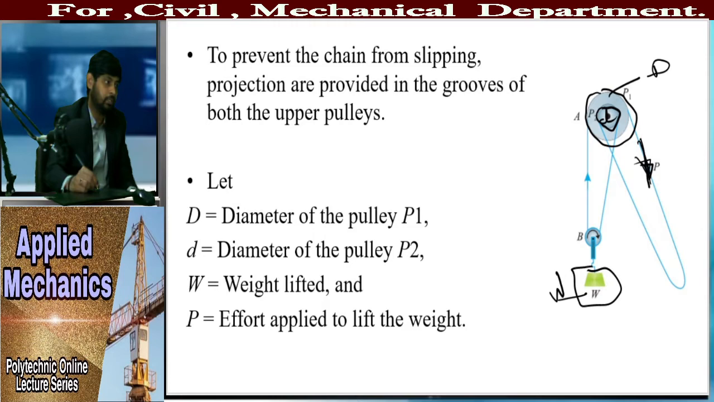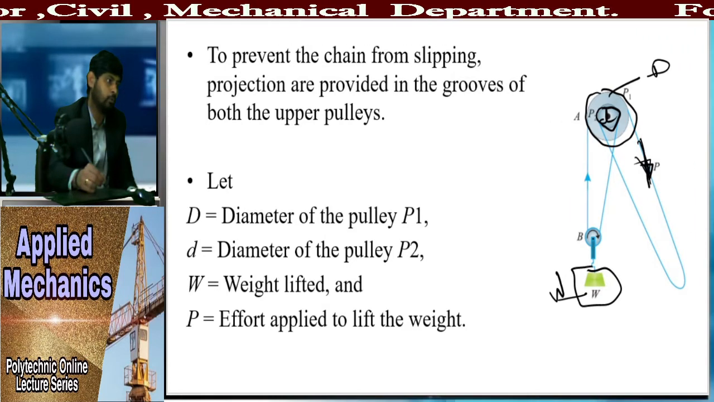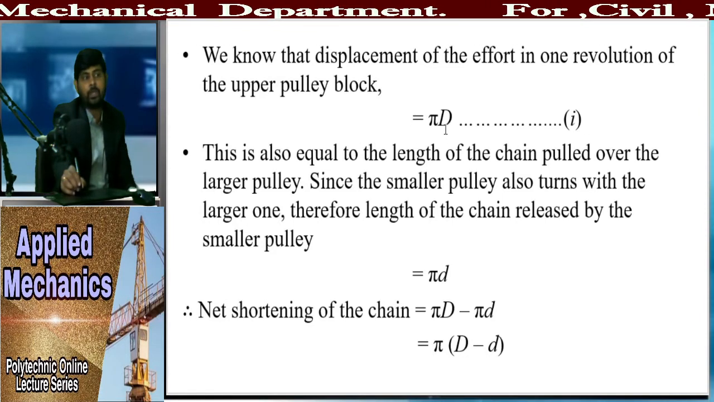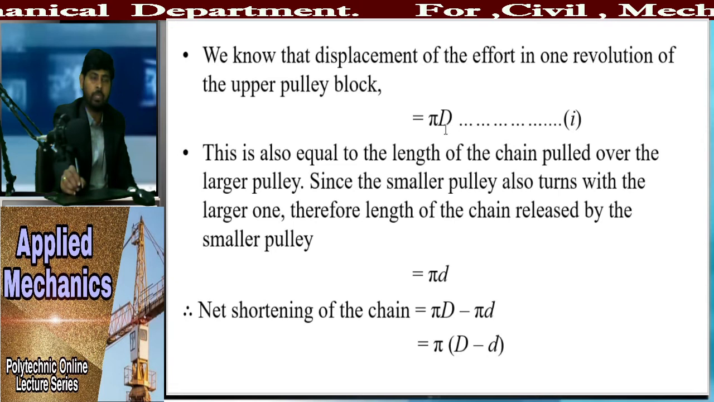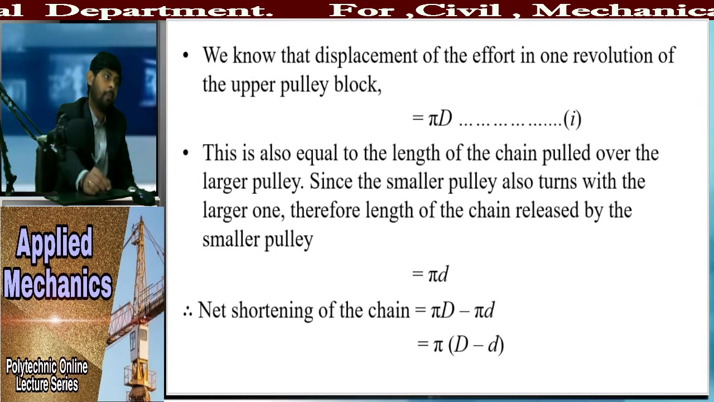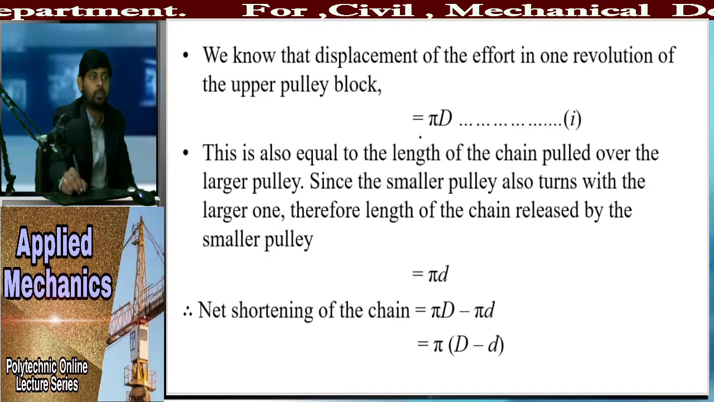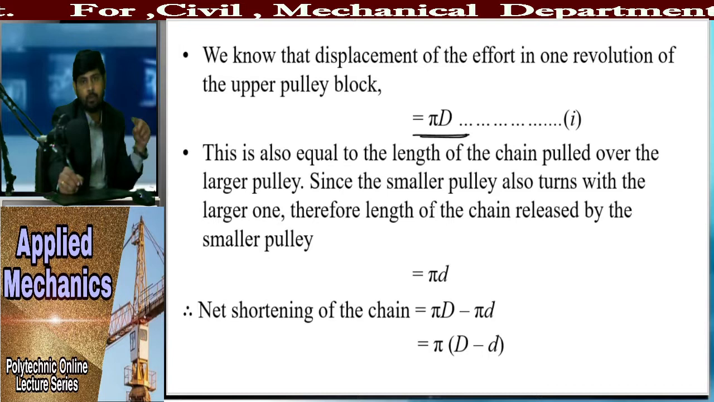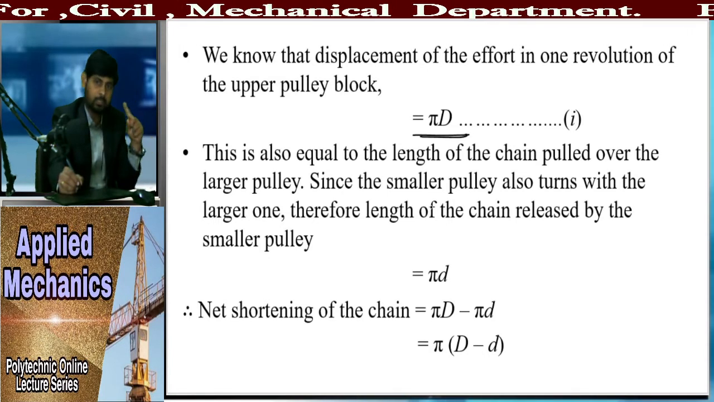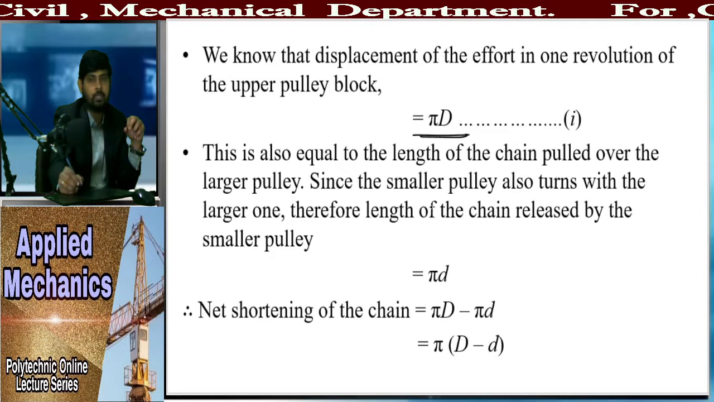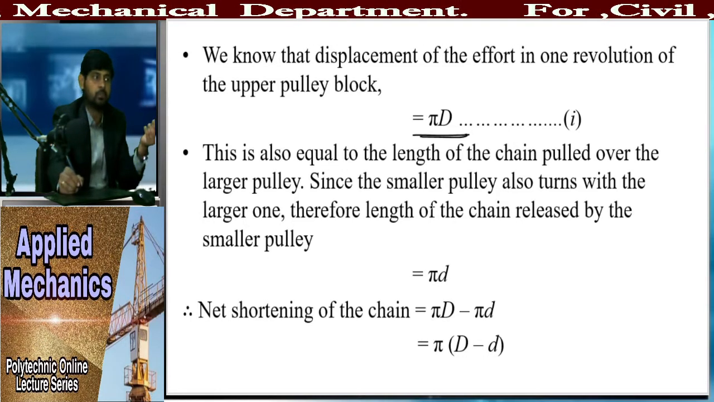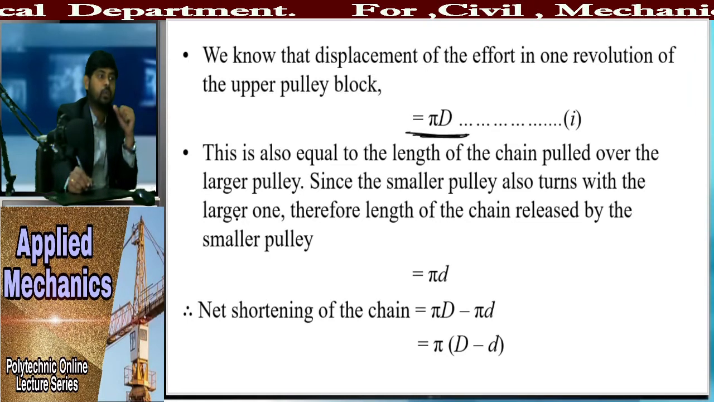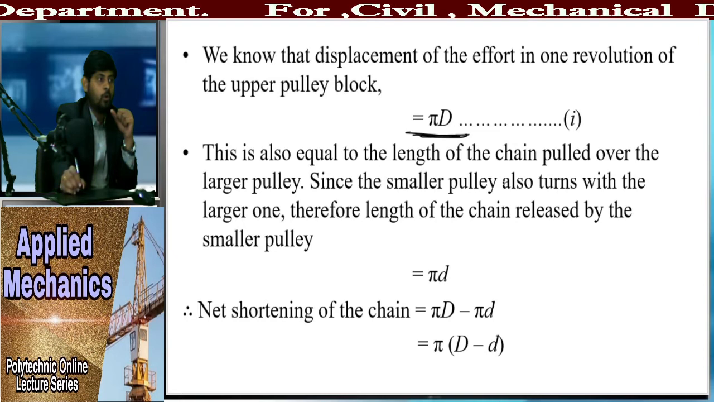Now see the relation of the Weston's differential pulley block. Now you can see here, we know that the displacement of the effort in one revolution of the upper pulley block, that is nothing but pi D. Pi D means that is nothing but the circumference of your larger pulley. Okay, one revolution means one complete rotation. So what is the one complete rotation of a circle? That is nothing but the circumference of the circle. So the circumference of a circle is nothing but pi D. Okay. So this is also equal to the length of the chain pulled over the larger pulley.